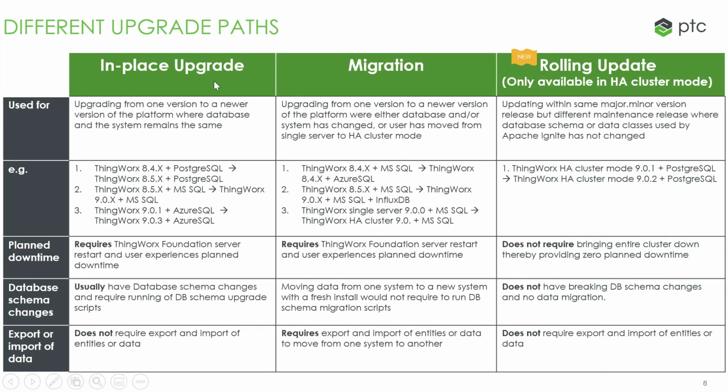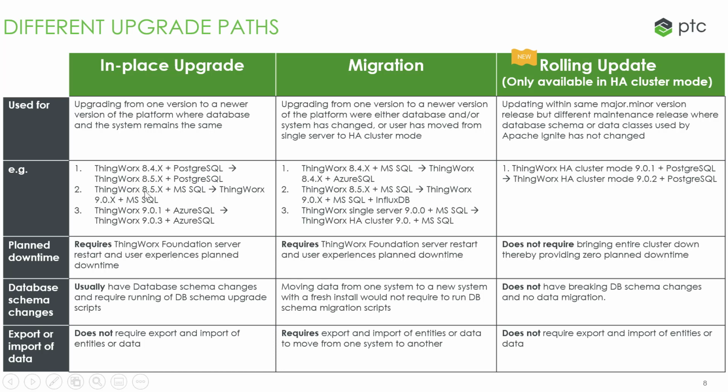For example, in an in-place upgrade, when you are upgrading from one version to a newer version of the platform, if the database and or the system remains the same, you can perform an in-place upgrade. For example, Thingworx 8.4.x with the database as PostgreSQL, and you are moving to Thingworx 8.5.x where it's just a minor version change, keeping the database the same, you can perform an in-place upgrade on the same machine.